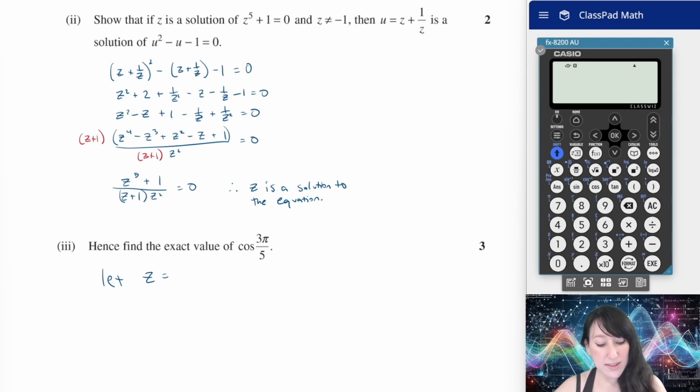So we're going to, in this case, let z equal cosine 3 pi over 5 plus i sine 3 pi over 5. And we'll be able to plug it into that quadratic since we've proven that z is a solution to that quadratic when z is a solution to z to the 5 plus 1. We can also use the shorthand cis 3 pi over 5 to represent cosine plus i sine. So we can put this into that quadratic in the form of z plus 1 over z.